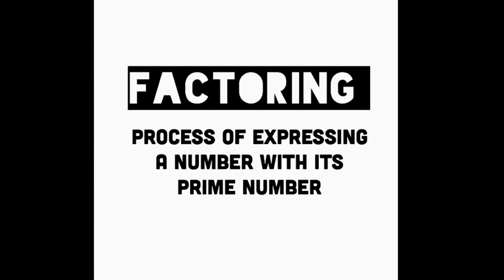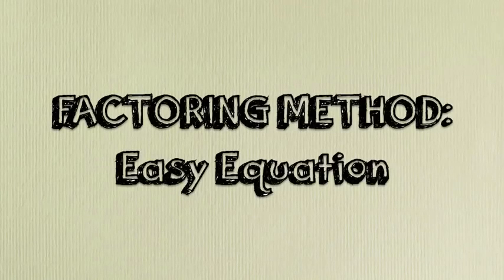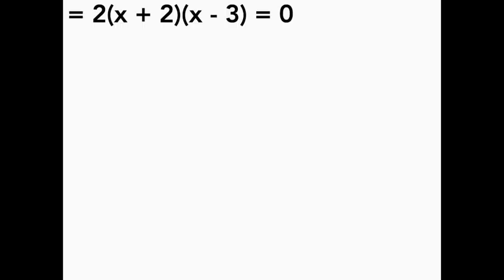Factoring is the process of expressing a number with its prime number. The factoring method is most appropriate when the equation is ax squared plus c equals 0, where b is equal to 0. Let's start off first with an easy equation. 2 times x plus 2 times x minus 3 equals 0.